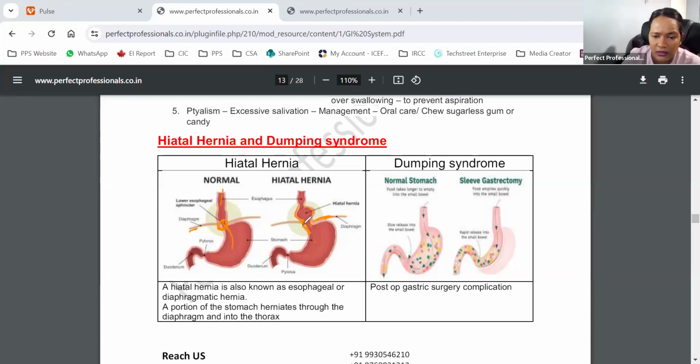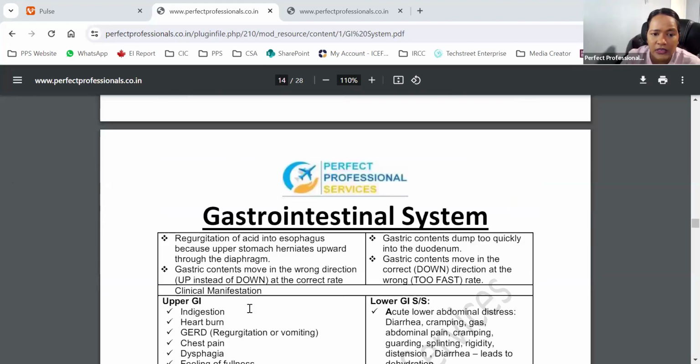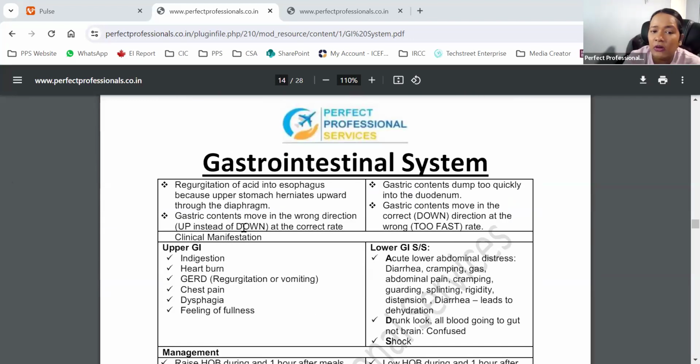That's a thing. Okay. Now, the patient will have regurgitation or acid into the esophagus because the upper stomach herniates upward through the diaphragm. The gastric contents move in the wrong direction, up instead of down, at the correct rate.